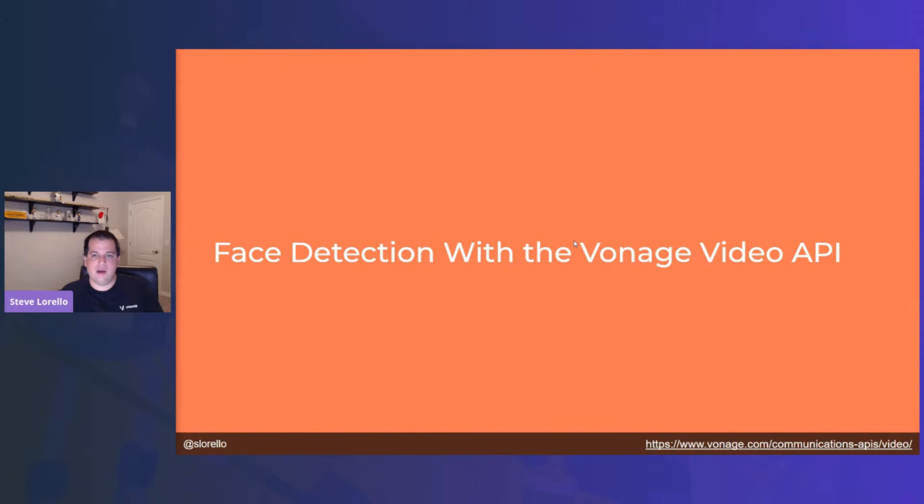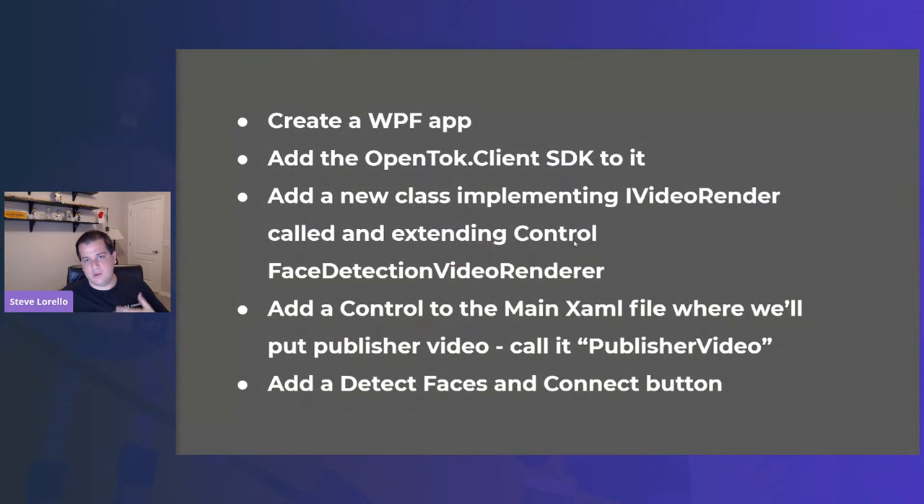So now we're going to take that same technique and apply it in a real-time application to see just how powerful it is. And for that, we're going to be using the Vonage Video API. So we're just going to create a WPF client app, add the OpenTok client SDK to it, and add a new class implementing what's called an IVideoRenderer, called FaceDetectionVideoRenderer, which is extending a control. An IVideoRenderer is just an interface that the OpenTok library uses to publish individual frames to your video app.